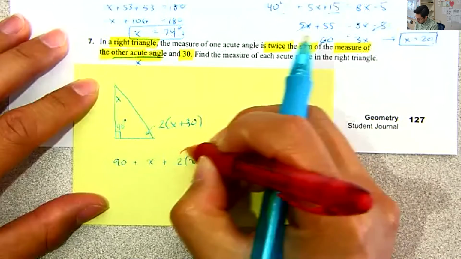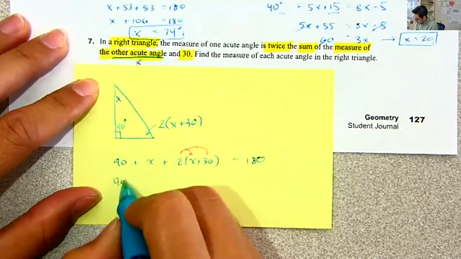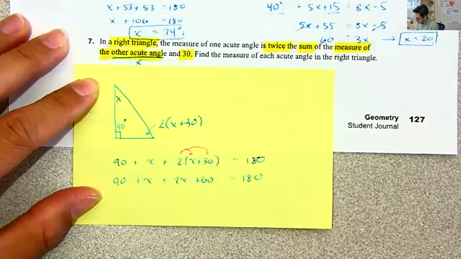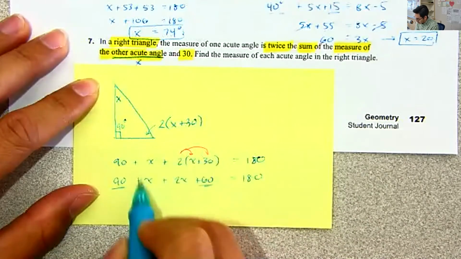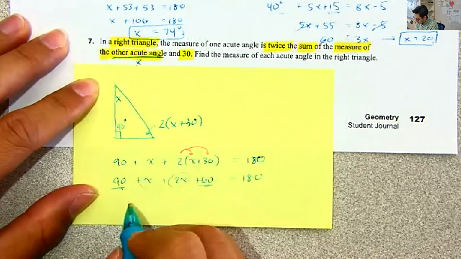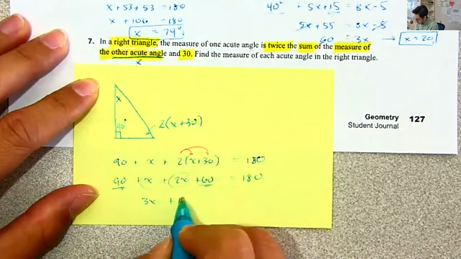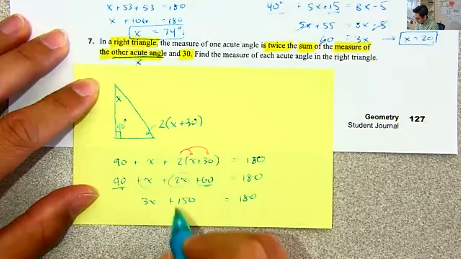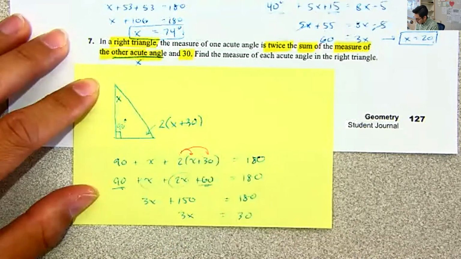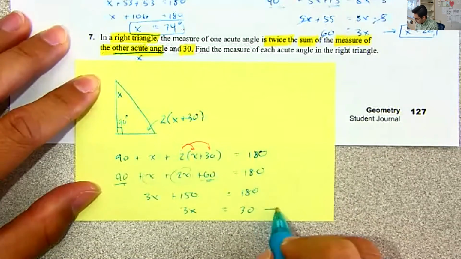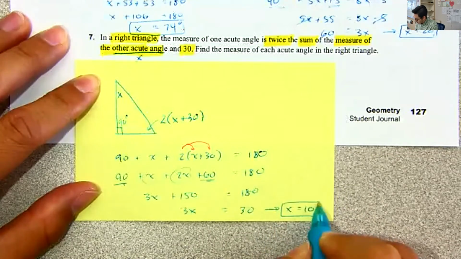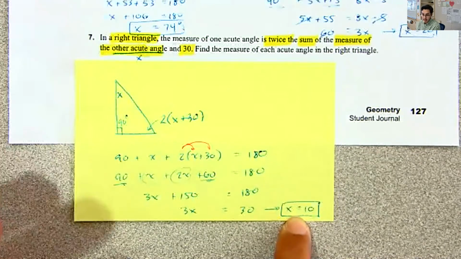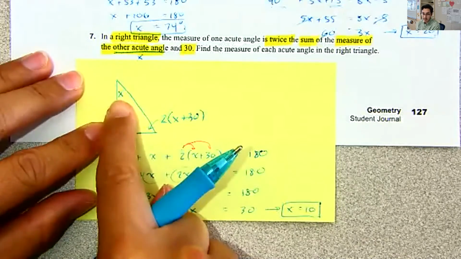Let's do a little distributing here. 90 plus x plus 2x plus 60 equals 180. We can combine like terms. That's going to be 150 and 3x, so 3x plus 150 equals 180. Subtract 150, and you get 3x equals 30. Then divide by 3, and you get x equals 10. So that is our magic number. It's not an angle measure. Well, actually it is. It's that angle measure.